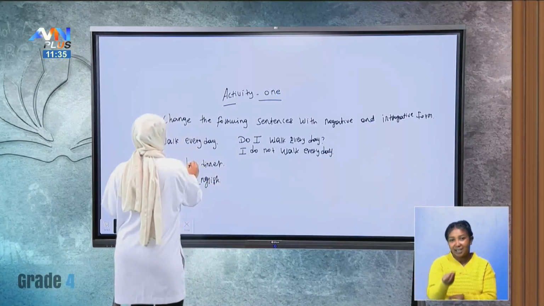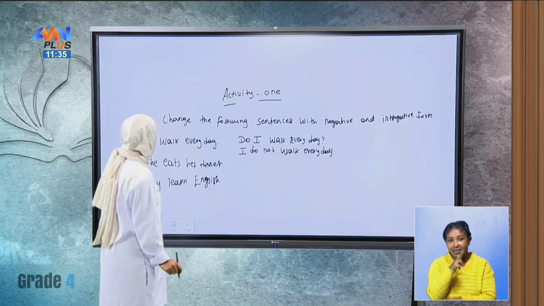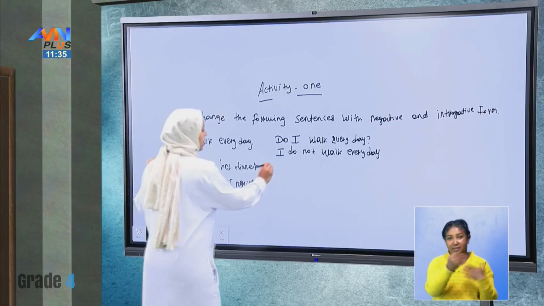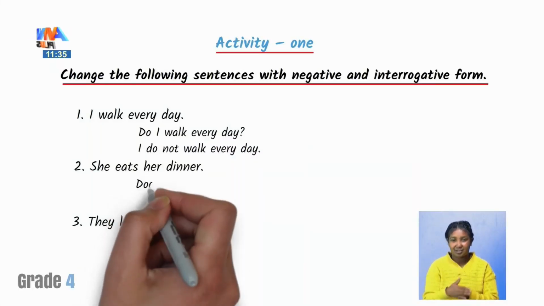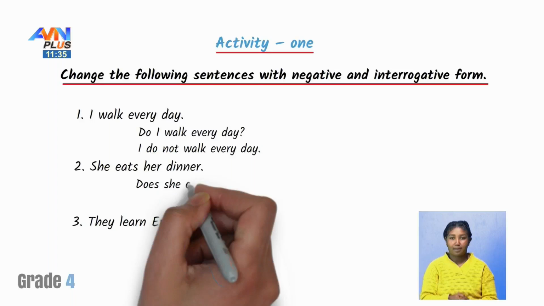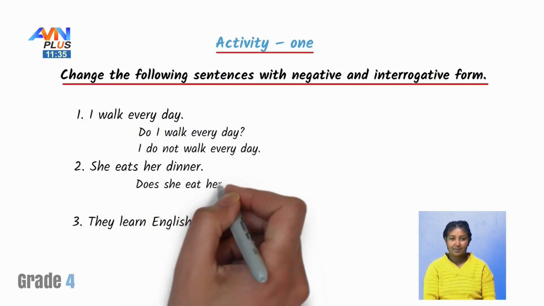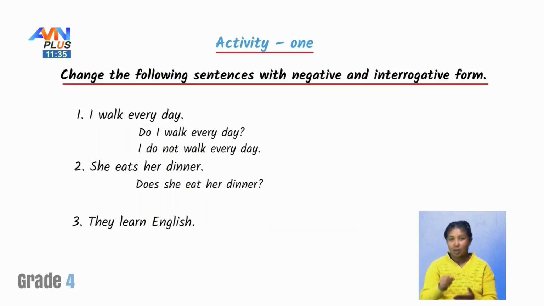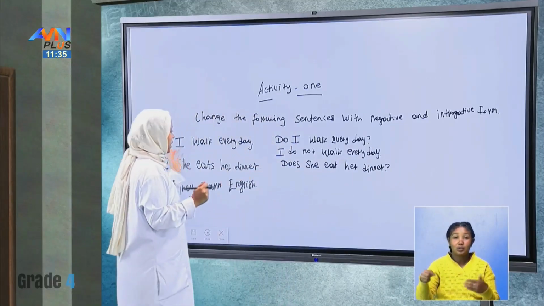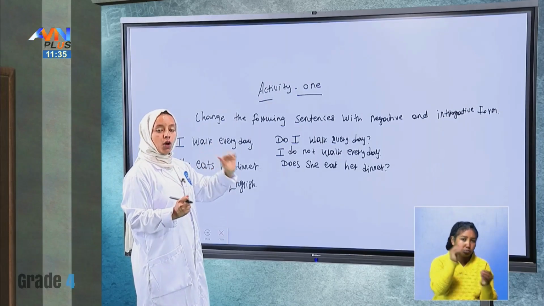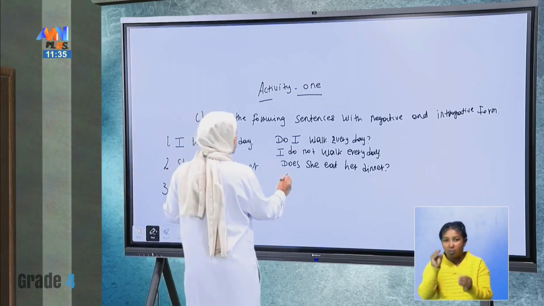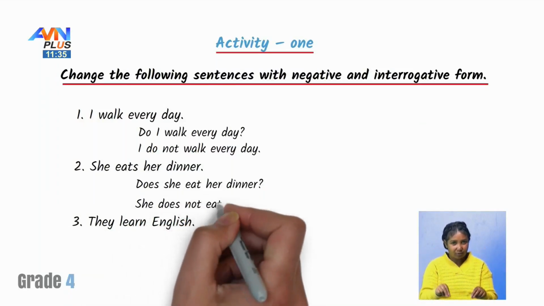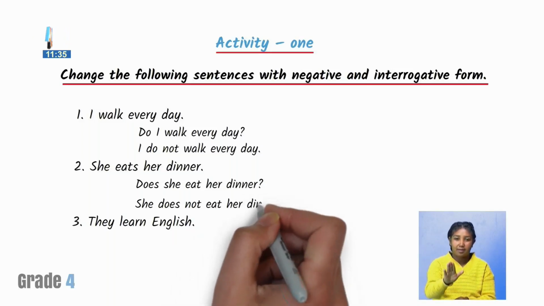Question number 2. She eats her dinner. This is a singular subject. So what can we say? Does she eat her dinner? Question mark. To make it negative, easily add not after does. She does not eat her dinner.